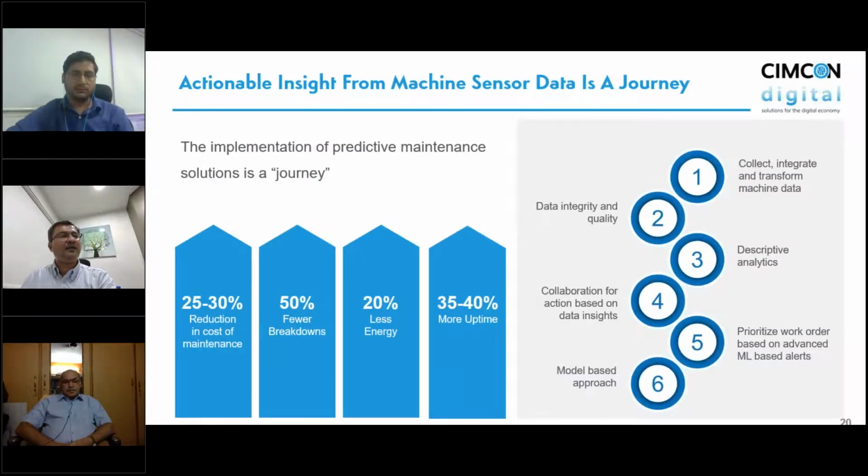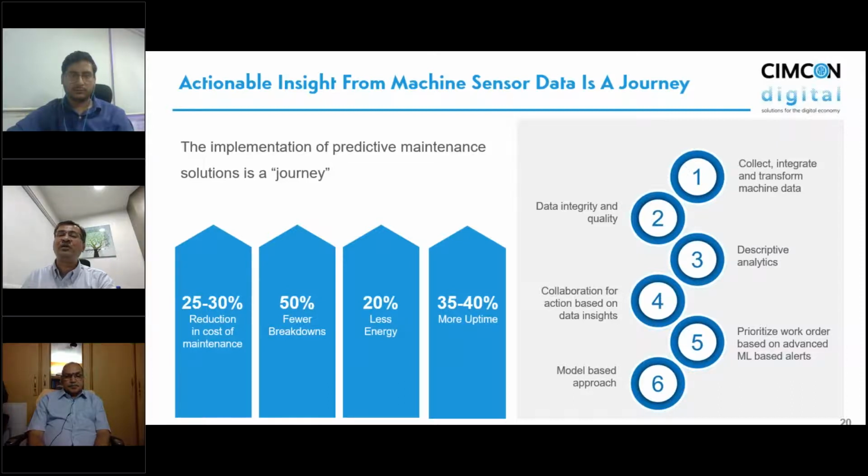So as Mr. Subba Rao also said, and I have said a couple of times, a predictive maintenance solution is a journey, and the journey has a couple of very critical steps. You should start collecting, integrating, transforming machine data. Tons of sensors are already available, tons of data available with the machine, but unfortunately we are only using it for measurement and control, not for analysis and analytics. Then you should check data integrity and quality, which our edge platform can do using data science algorithms.